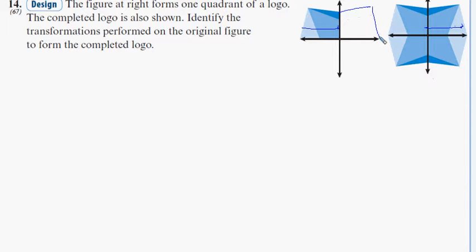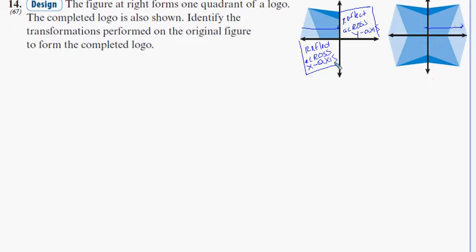To get this one right here, we can just reflect this logo across the x-axis. So to get this one, it was a reflection across the x-axis. Reflect across, whoops, I said x-axis, I meant y-axis, okay? For this one, it's reflect across the x-axis, all right?